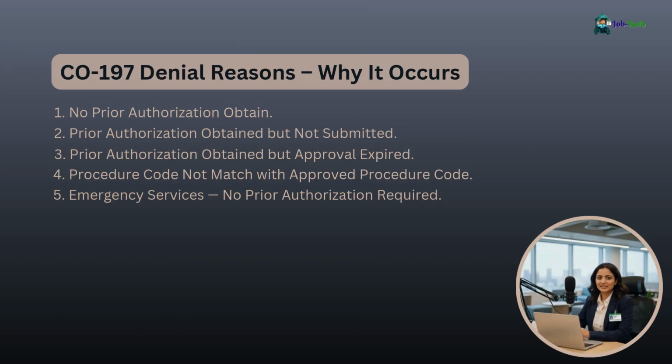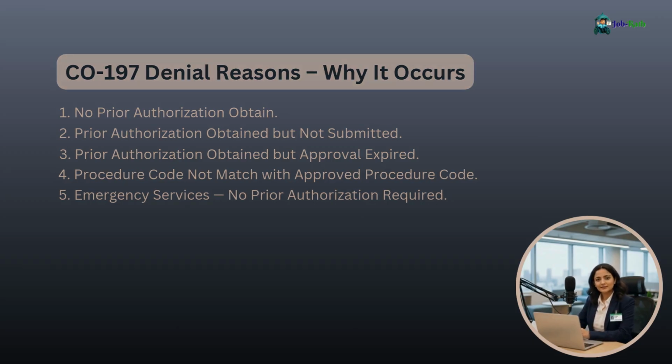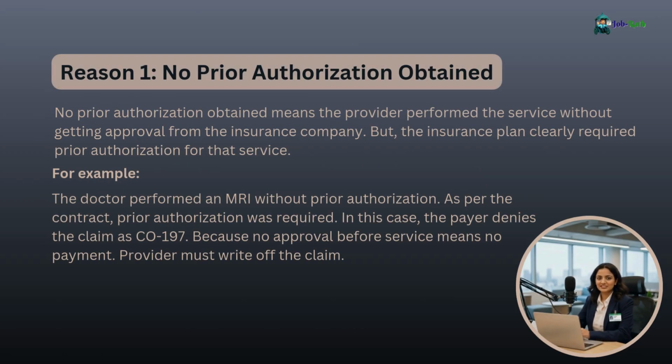Now, let us explore the exact reasons why CO-197 denials occur. There are 5 main reasons why a CO-197 denial occurs. 1. No prior authorization obtained. 2. Prior authorization obtained but not submitted. 3. Prior authorization obtained but approval expired. 4. Procedure code not matched with approved procedure code. 5. Emergency services. No prior authorization required. Let us start with reason 1.